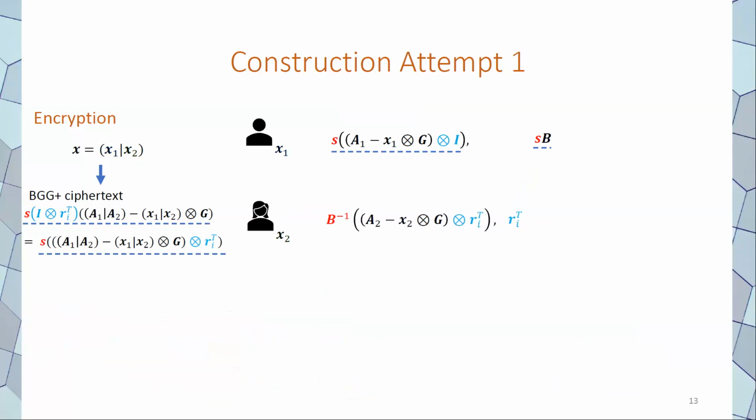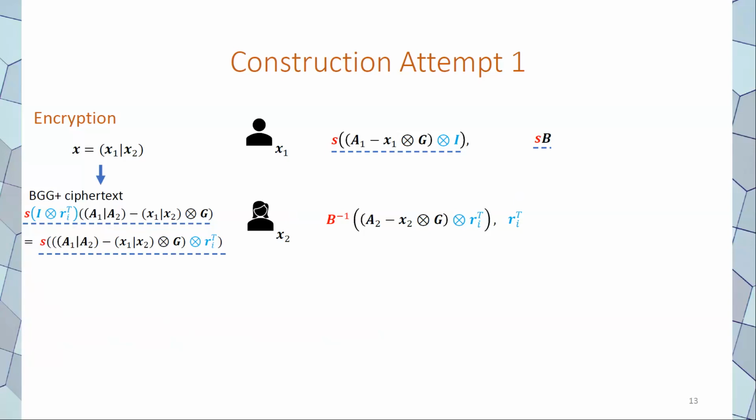With this idea, this is the modification that we can make. Now the secret, instead of being just S, is S times I tensor Ri transpose, where Ri is chosen by user 2. And we get the following form of BGG plus ciphertext. And now, since Ri transpose is chosen by user 2, user 2 can give out this second term. And notice that Ri transpose is also given out.